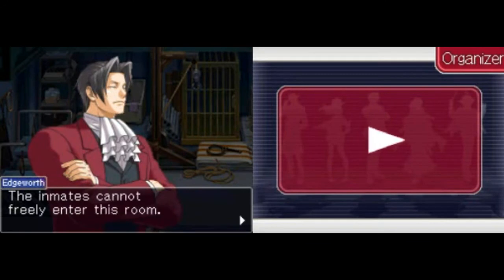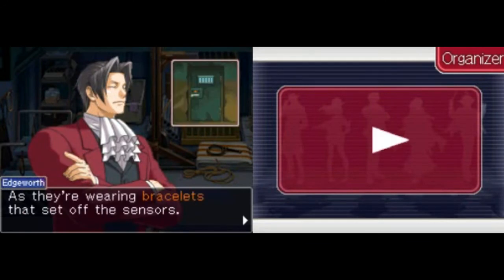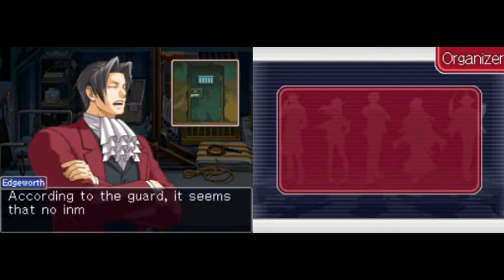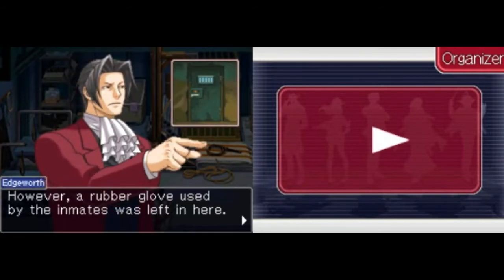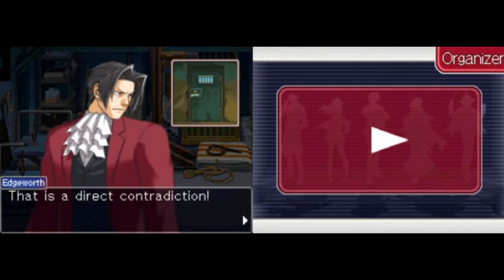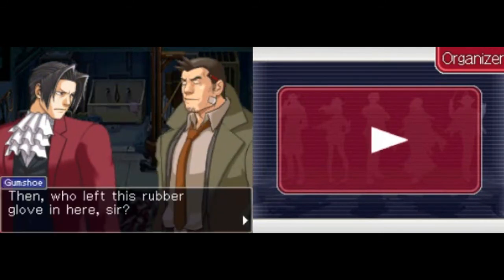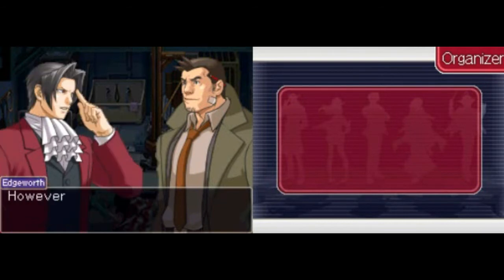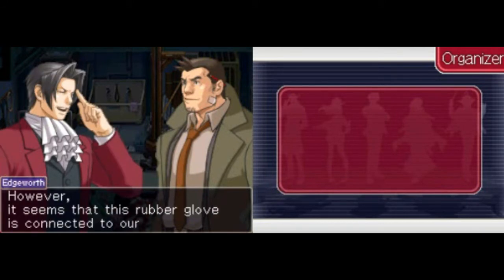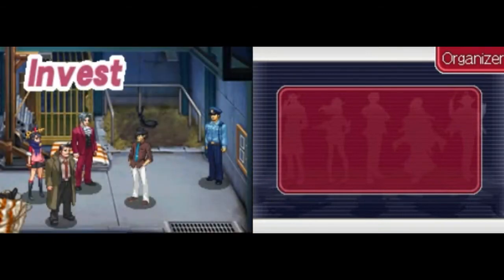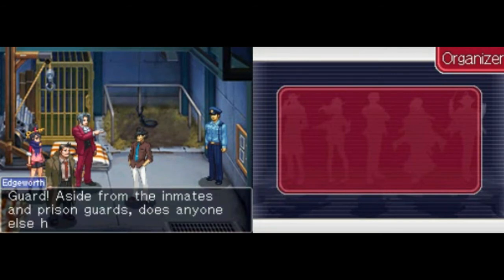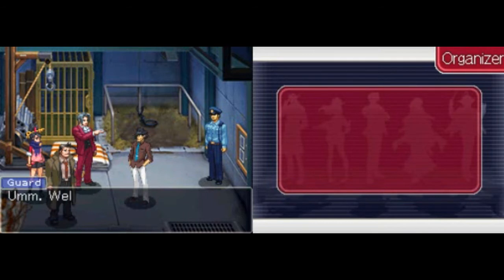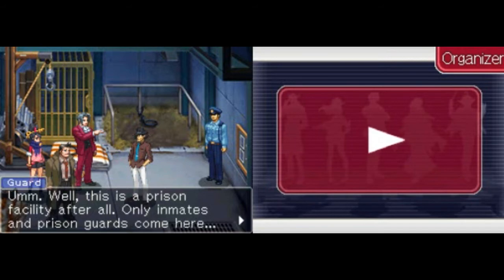The inmates cannot freely enter this room, as they are wearing bracelets that set off the sensors. According to the guard, it seems that no inmates were scheduled to enter this room today. However, a rubber glove used by the inmates was left in here. That is a direct contradiction. Then, who left this rubber glove in here, sir? I don't know yet. However, it seems that this rubber glove is connected to our case. Guard, aside from the prison inmates and prison guards, does anyone else have access to this room? Well, this is a prison facility after all. Only inmates and prison guards come through here.